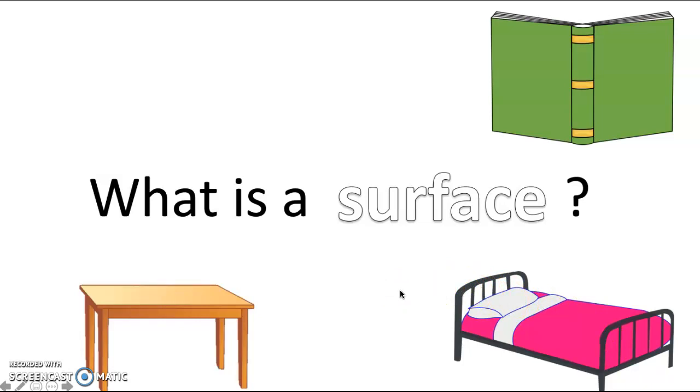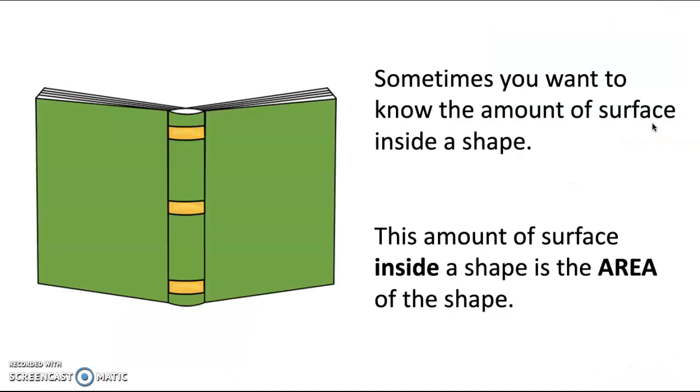Now, most surfaces have boundaries or borders. And look at the book. Do you see how it has borders? These borders give the surface its shape. Okay, so when you want to measure the amount of surface inside of that shape, that is what you call the area. Okay, let's look at this, and it might seem a little bit long, but we are going to read it together slowly, okay?